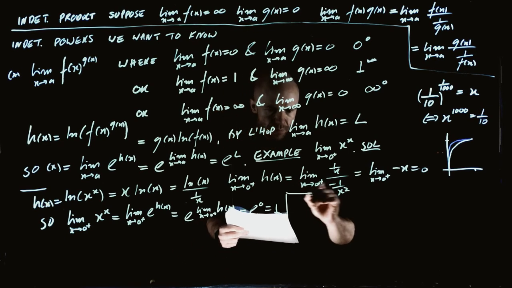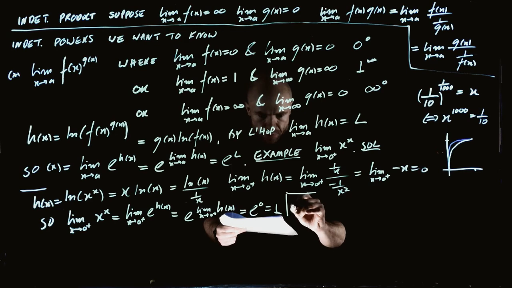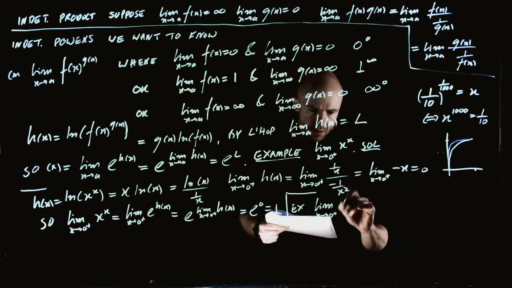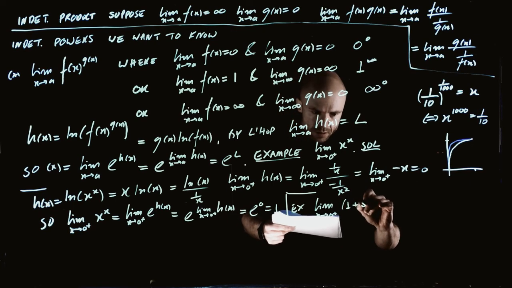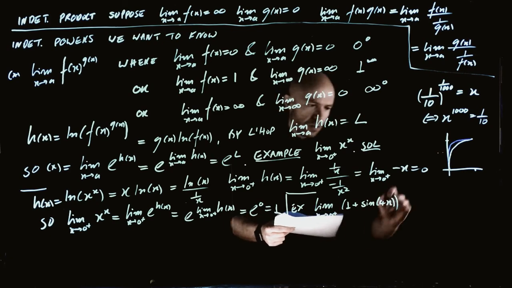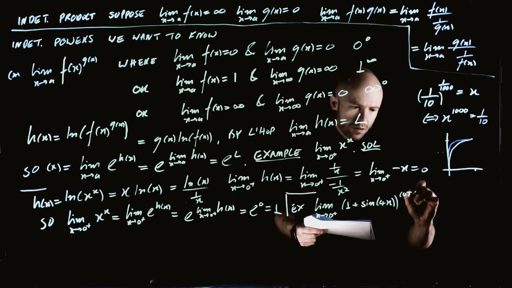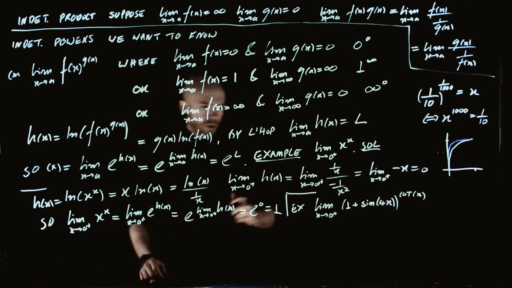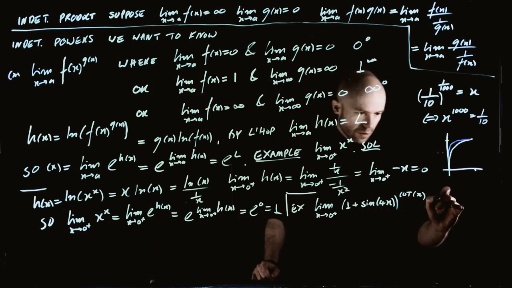This guy. Example. Limit as x goes to 0 plus of 1 plus sine of 4x, to the cot of x. Okay, let's call this thing star.